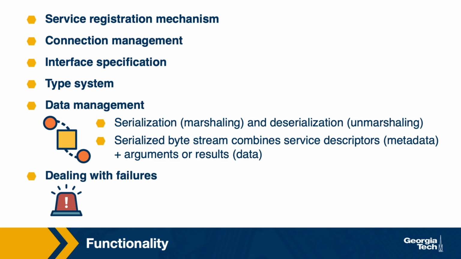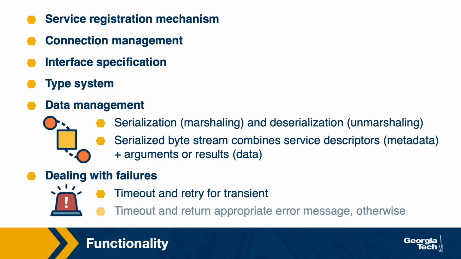Then an RPC system must provide support for dealing with failures. Maybe these are transient failures, so some mechanism that times out and retries the same operation again will be sufficient. Or perhaps there are some more permanent failures, in which case we cannot expect magic. The RPC system will have to pass some error message to the user or to the application level program.